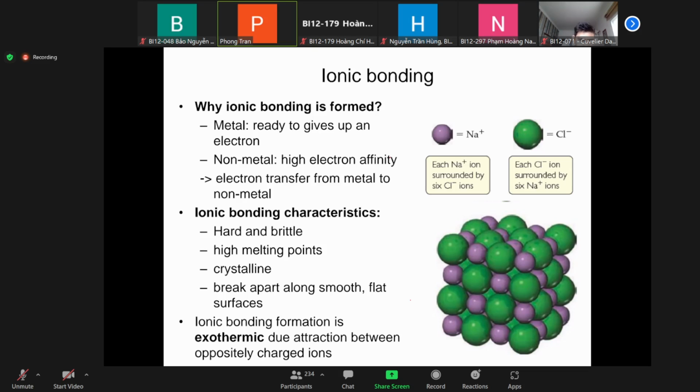So ionic bonding has some specific characteristics. It's very hard. The compound with ionic bonding has a high melting point. It is crystalline. Crystalline is different from amorphous. Crystalline means the atoms are arranged in a well-ordered structure over a long range. Also, the ionic bonding can be broken apart along a smooth flat surface.